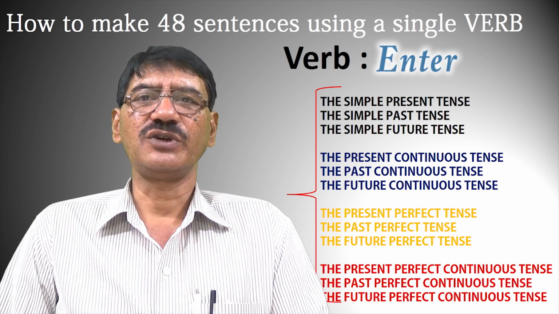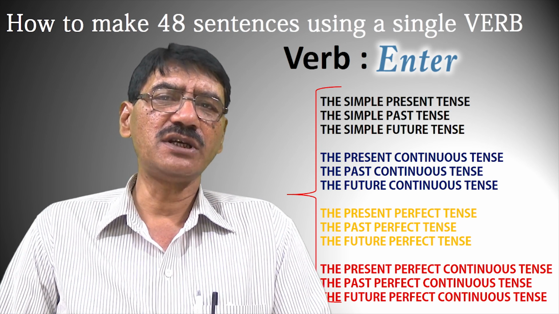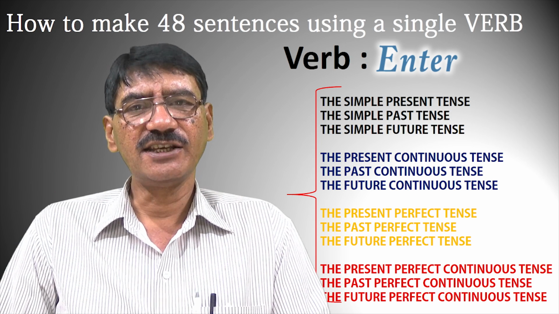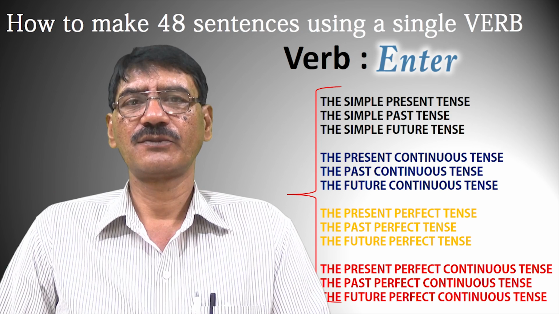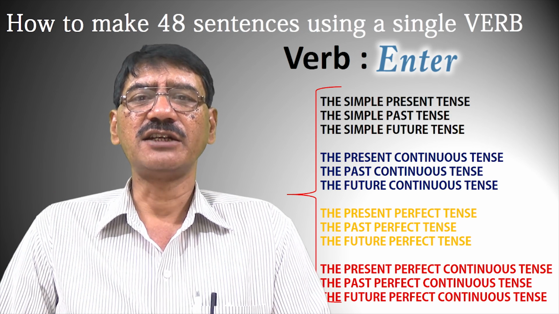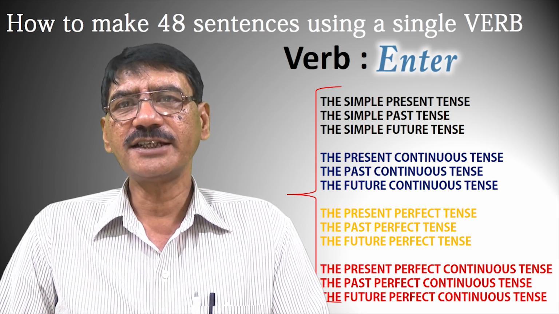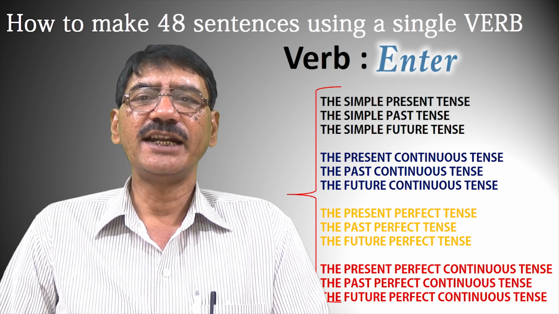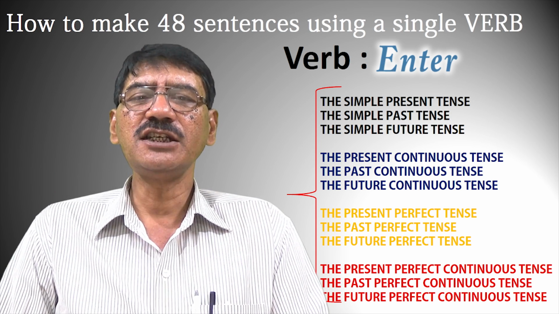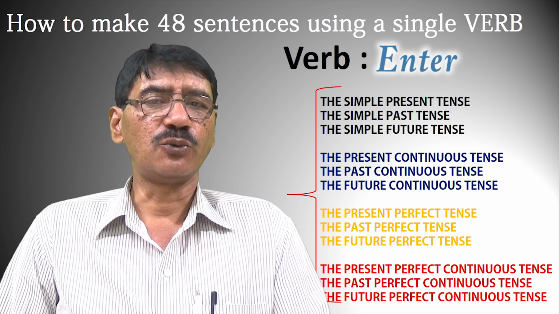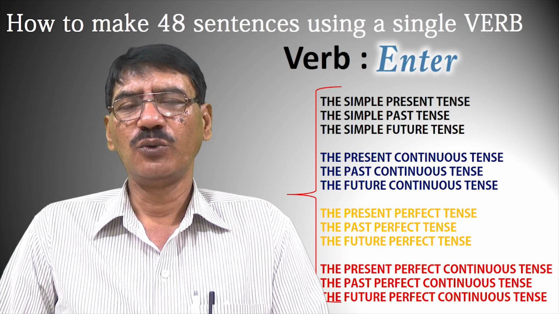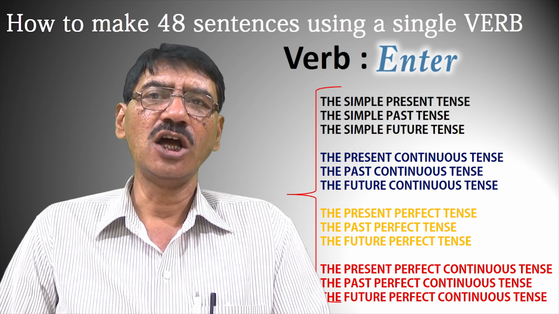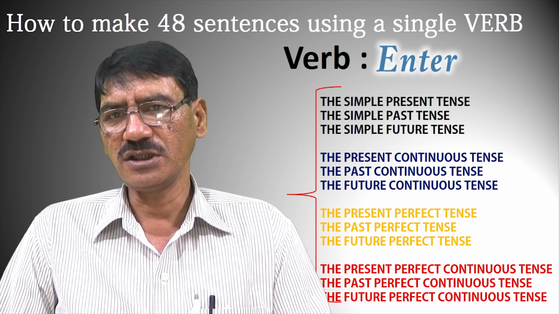He has been entering data. He hasn't been entering data. Has he been entering data? Hasn't he been entering data? He had been entering data. He hadn't been entering data. Had he been entering data? Hadn't he been entering data? He will have been entering data. He won't have been entering data. Will he have been entering data? Won't he have been entering data?